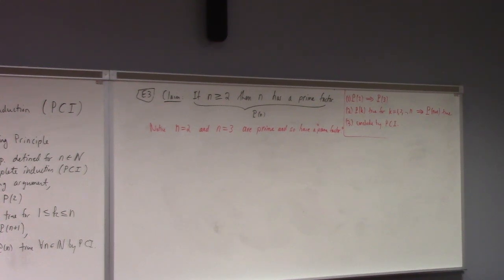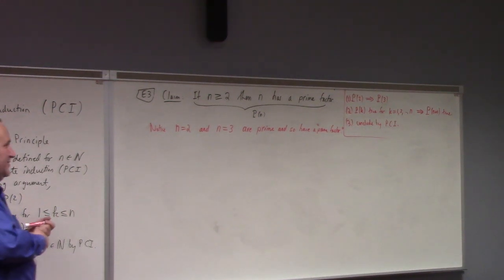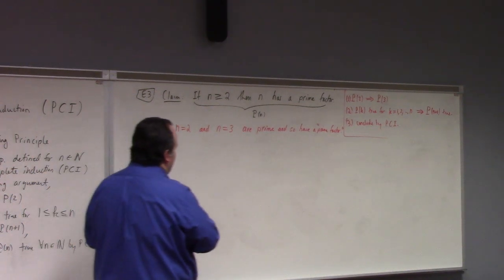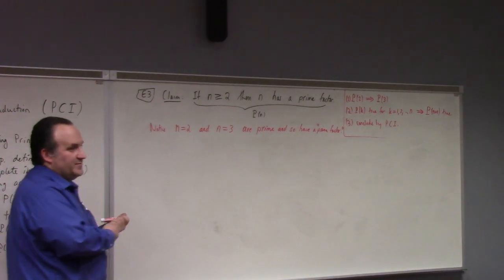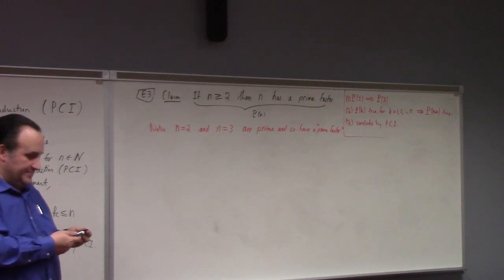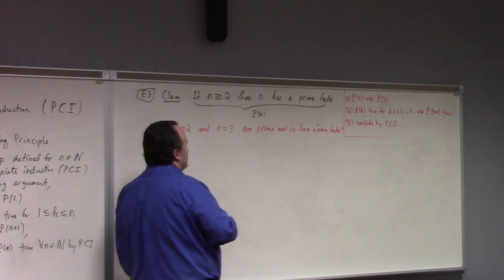P of 2 implies P of 3. You're like, well, you didn't show P of 2 implies P of 3. You just showed that P of 2 and P of 3 are true. Guilty as charged, but logically speaking, that follows.